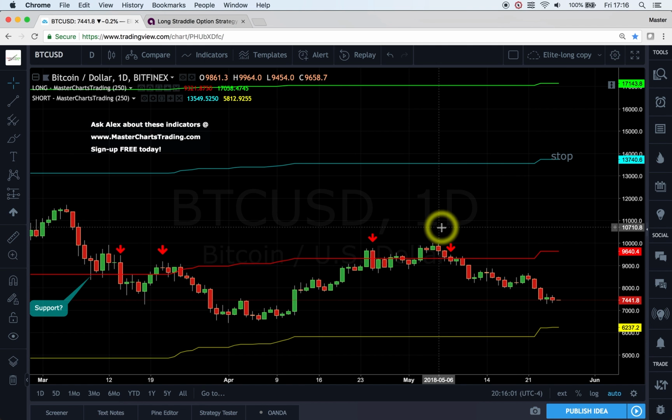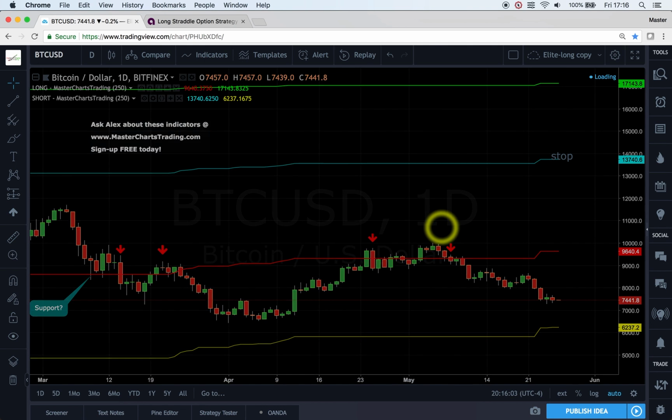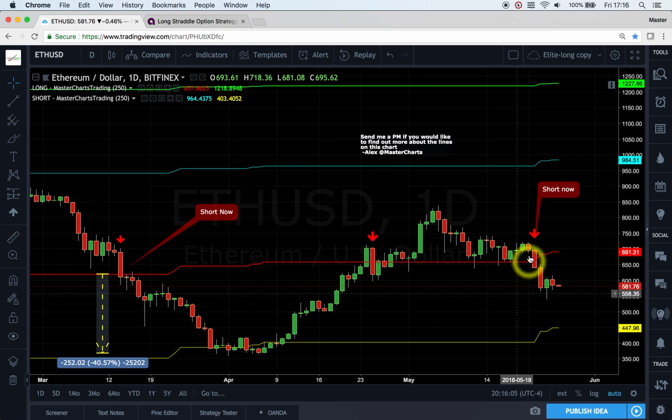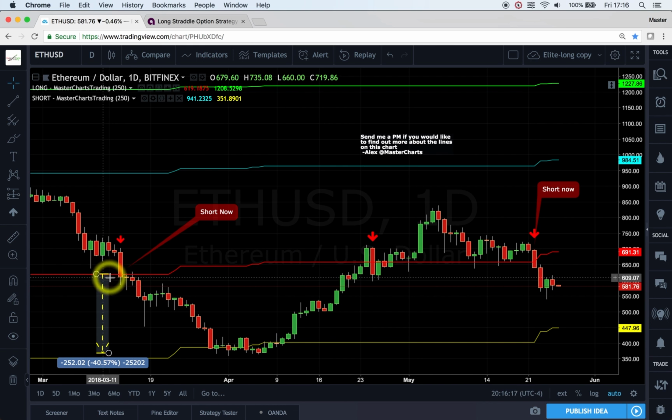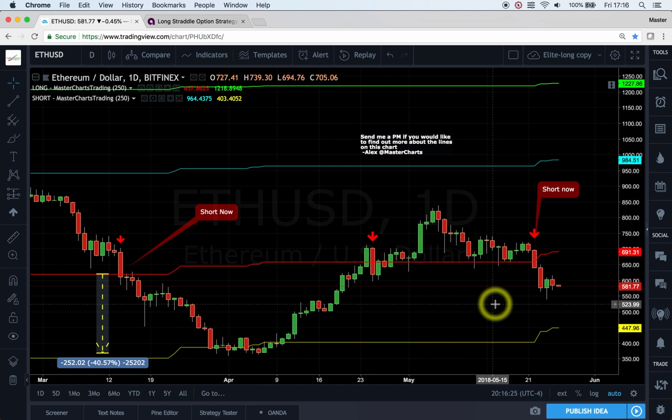So Ethereum versus US dollar, ETHUSD, there's the breakdown right below the red line. You can see already a nice move lower. So you could have already potentially made money off this. Previously, you can see we had a 40% move lower in March here of this year. Nice move now down there. Again, bearish. I would not be buying this at all.